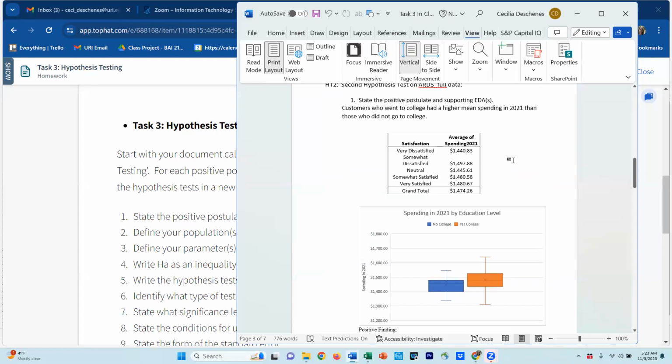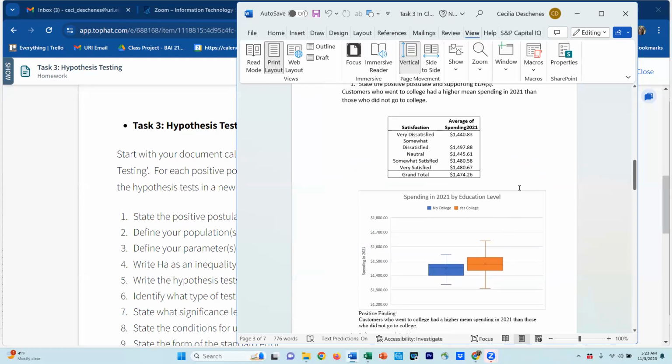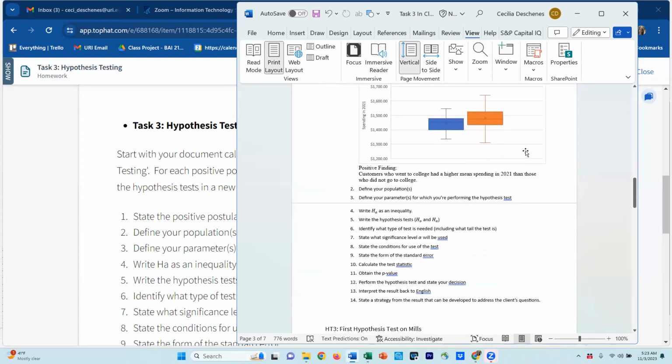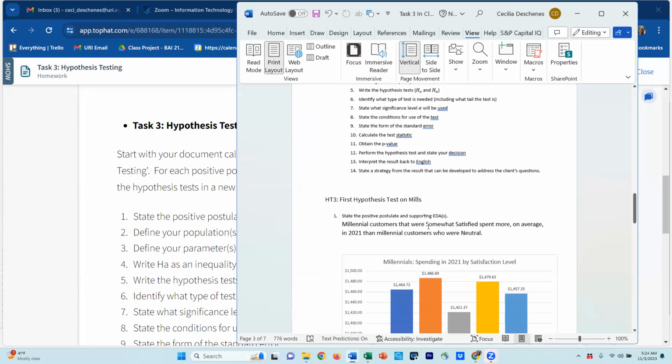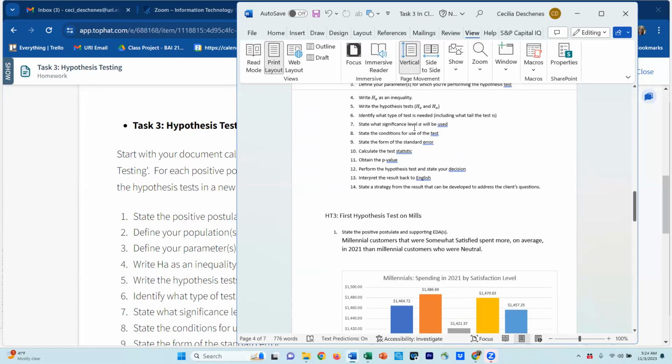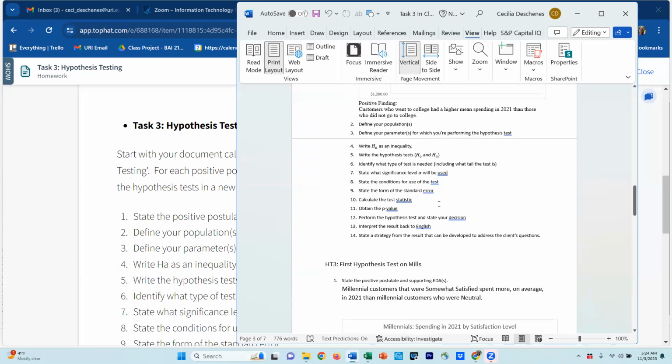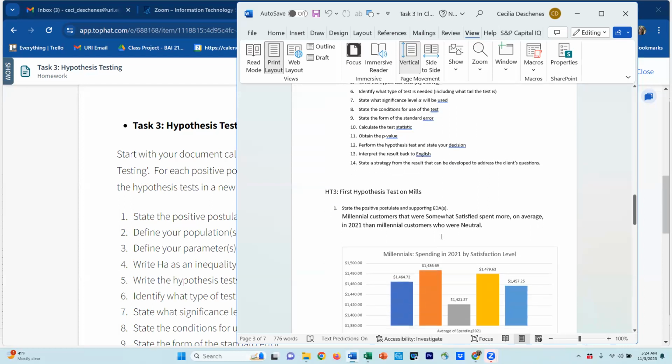And in here, again, I just state what it is, and then the supporting graphs or data from our sample data. All right, everything below that is just the 14 points of what to include. And a lot of this may just be in Excel, which is fine, as long as I state that here.